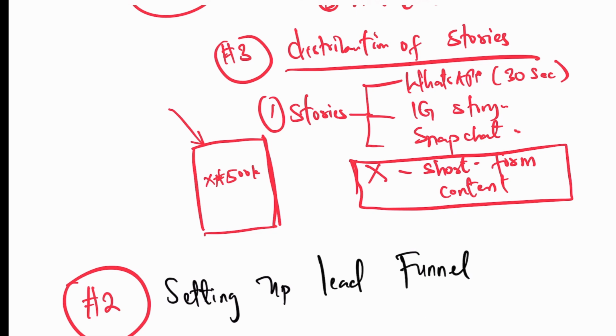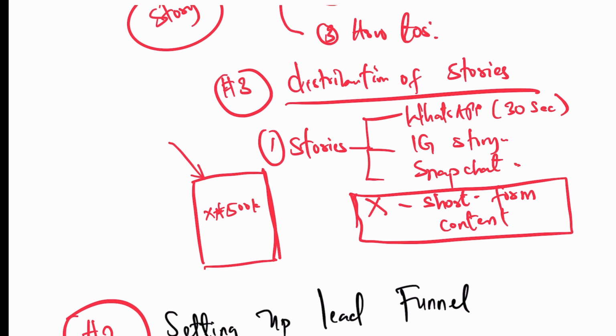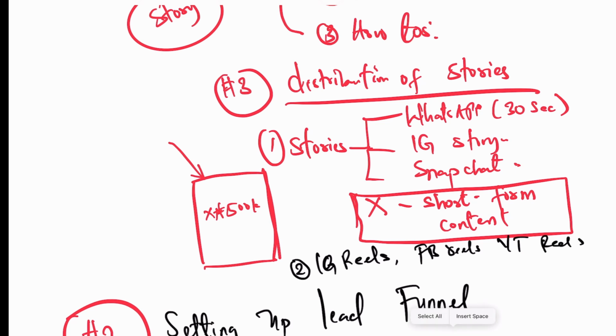Now you have to follow me closely. In the distribution channel, we have WhatsApp stories, IG stories, Snapchat stories, and of course, we have short form contents that include IG Reels, which is Instagram Reels, Facebook Reels, YouTube Reels, and of course, long form contents that include YouTube videos. Now, take note of the specific platforms I called. Take note of that. I'm going to come back to it.